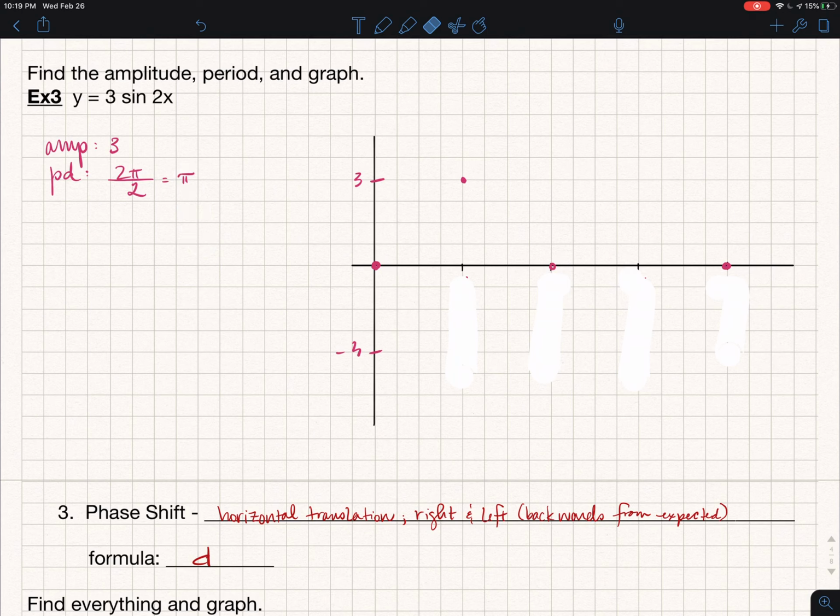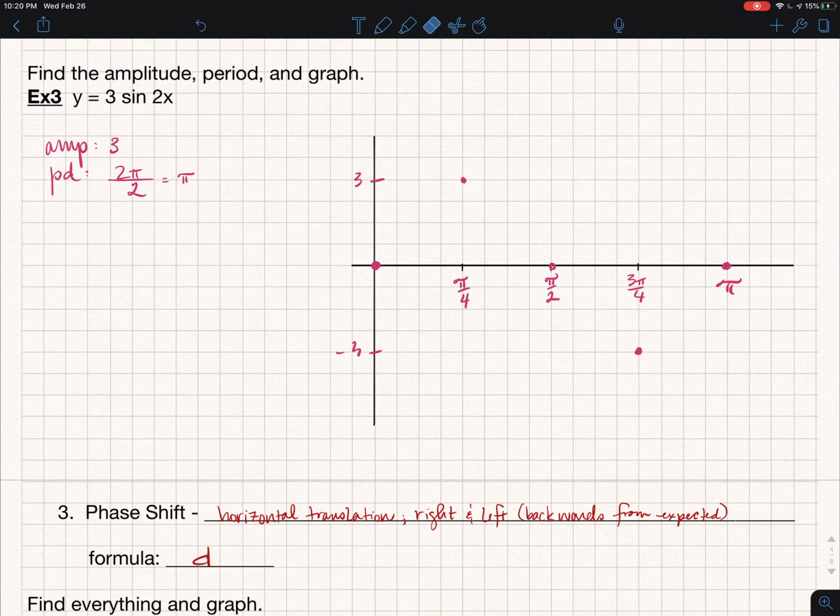Now, the period is where my ending is. In the last two, we ended where the parent does, which was at 2 pi. But this one has a different period, so now we are ending at pi. So our final value is pi. But you're going to do that same process. Take half and count. If you take pi and take half, that's pi over 2. Take half again, that will be pi over 4. And then you want to count 1/4, 2/4, 3/4, 4/4.